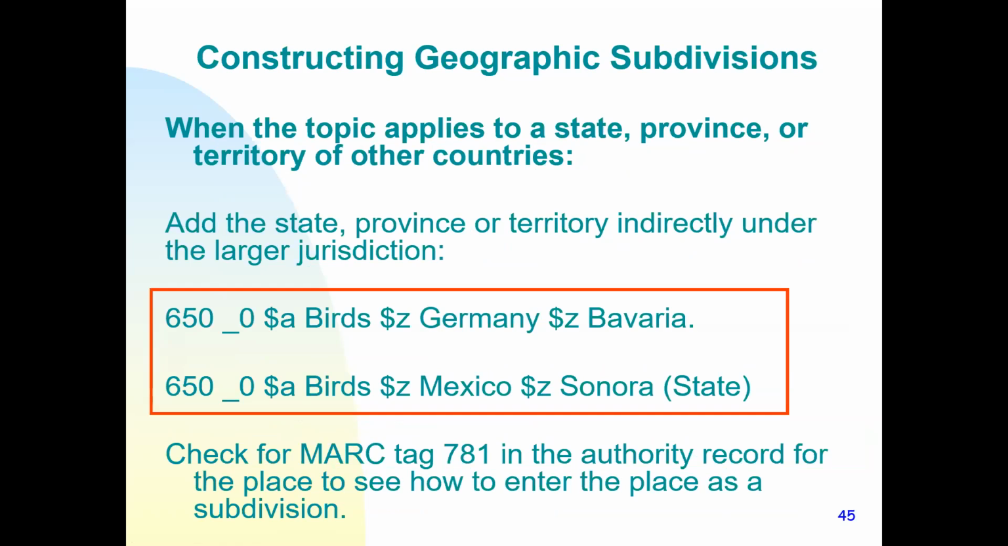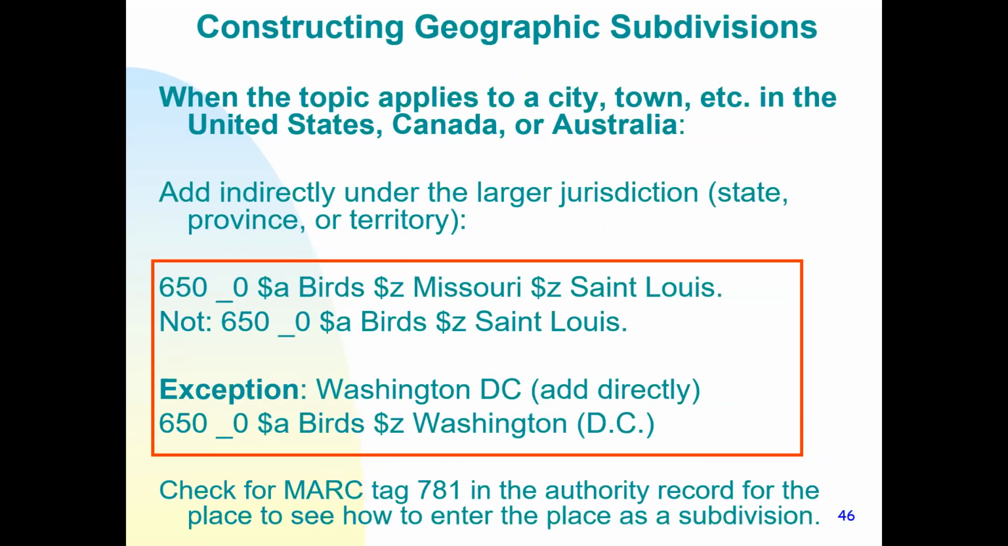For when the topic applies to a state, province, or territory of other countries, then you do add the state, province, or territory indirectly under the larger jurisdiction. So in this case, Bavaria does have Germany before it. Sonora State does have Mexico before it. So again, that 781 would tell us when to go through a larger jurisdiction and when not to. And we'll look at one of those in just a minute after we get through the rules.